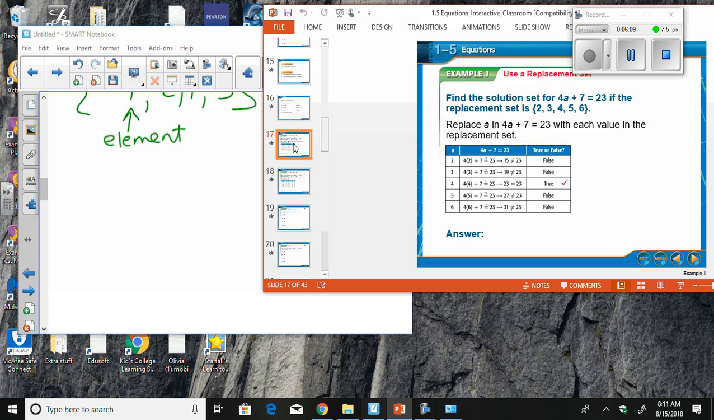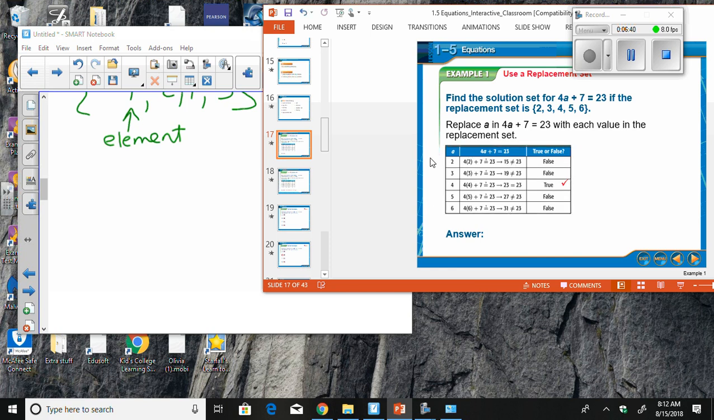Find the solution set for 4a plus 7 equals 23 if the replacement set is 2, 3, 4, and 5. What they did here is they made a table, and they took each number from the set and put it into the equation. So 4 times 2 plus 7 equals 23? That's actually 15, so that's a false statement. 15 does not equal 23.